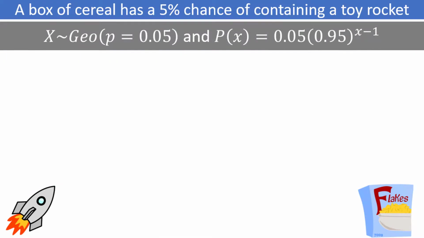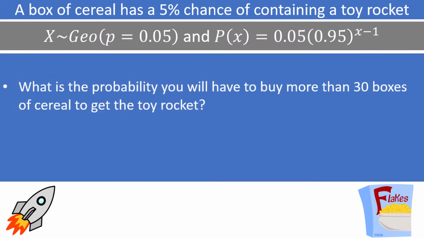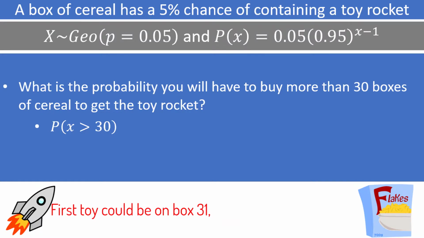Let's say you really want this toy rocket, but you don't want to have to buy more than 30 boxes of cereal to get it. What is the probability you will have to buy more than 30 boxes of cereal to get the toy rocket? Well, that's just the probability that x is greater than 30. Now, this is one you can't do with the formula. There are an infinite number of outcomes greater than 30 that are all possible. The first toy could be found on box 31, on box 32, on box 100, on box 1 million. Any number is possible, even if some of them are very unlikely.